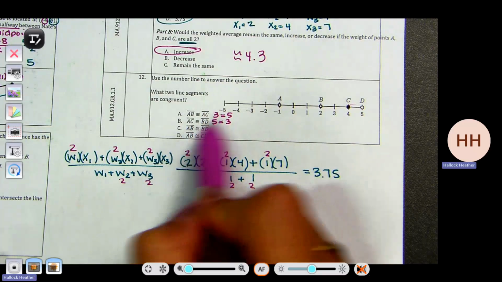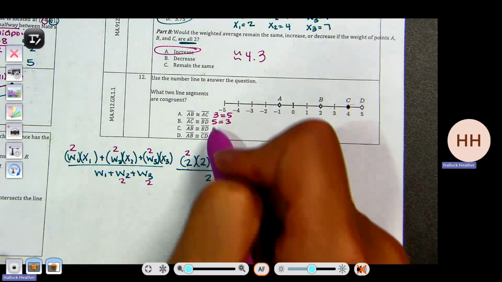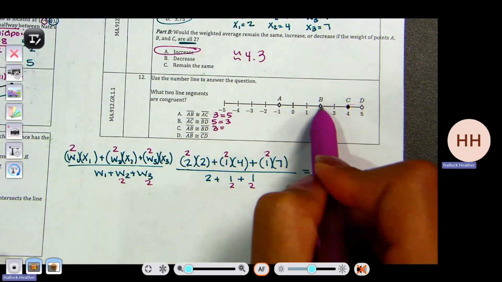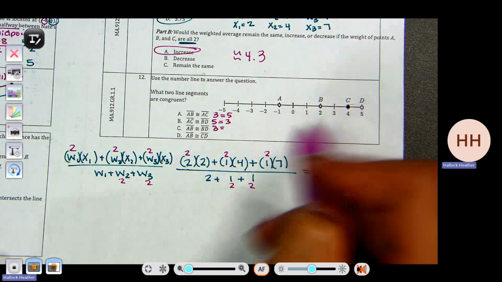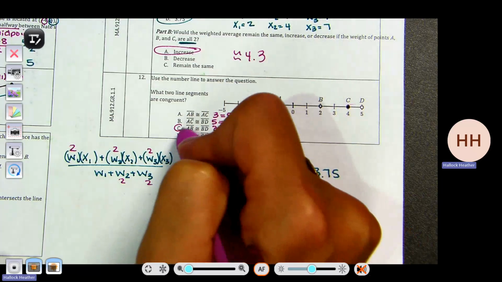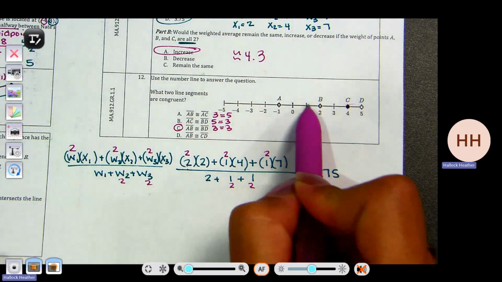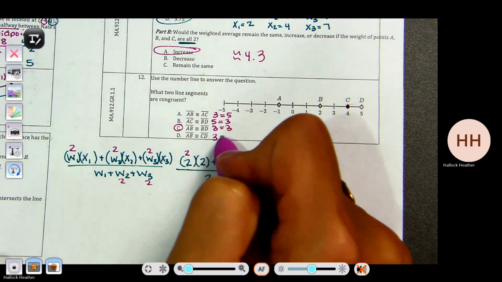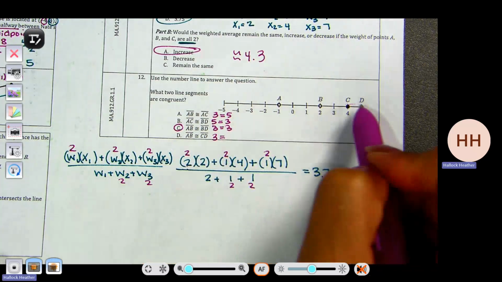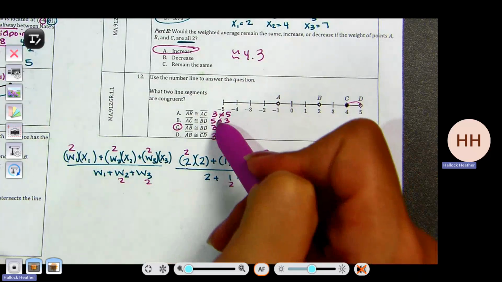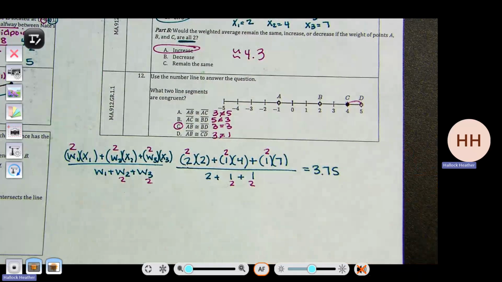A to B is 1, 2, 3. To BD, BD, 1, 2, 3. So that one matches. Let's just check the last one just because. AB is 1, 2, 3. C to D is only one, so that does not match. So the rest of them do not match. You need two congruent pieces, which is C. That was kind of a long video because I explained every single problem, so.